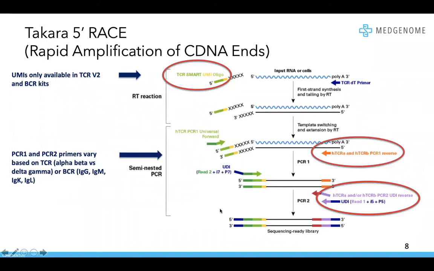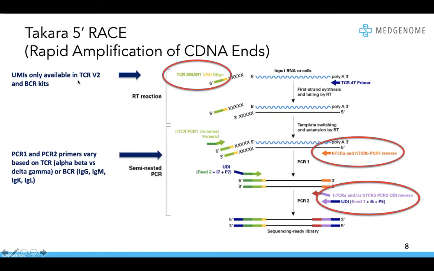A couple things worth noting here, just that some of the kits do have UMIs, unique molecular indexes, so you can help control for PCR bias, because there are a lot of PCR cycles that ultimately happen between the input and the final library.